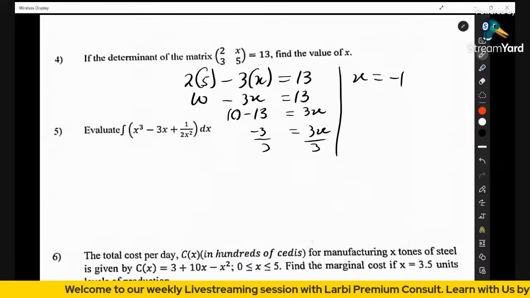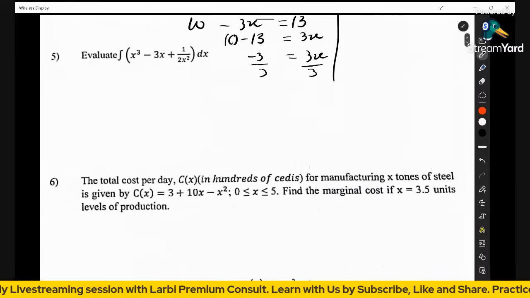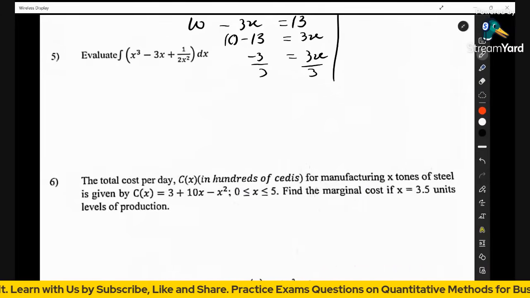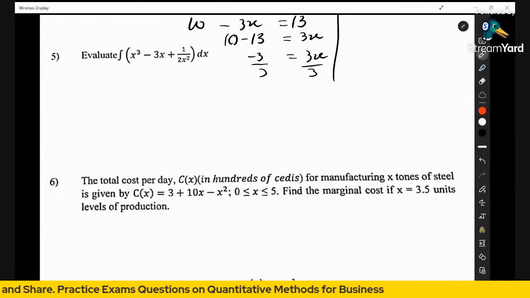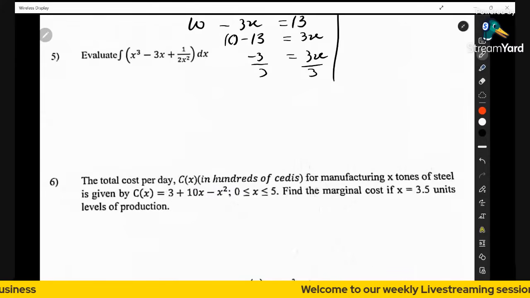Then question number 5. We are asked to evaluate the integral of x cubed minus 3x plus 1 over 2x squared dx. So by evaluation of this, we want to integrate this function back to its original form. So this is just a first differential. Okay, so this is what we're going to do.